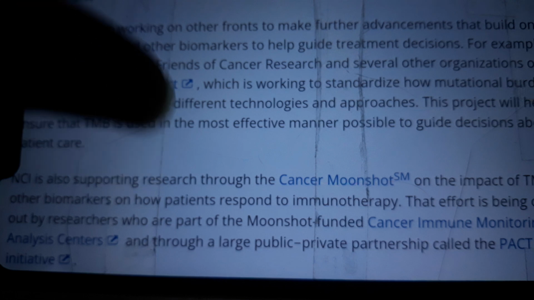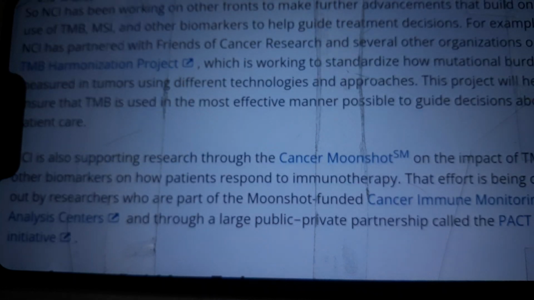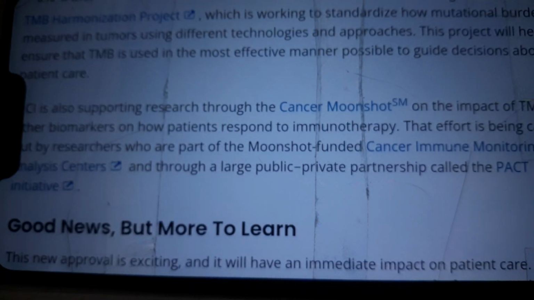There are other aspects NCI has been working on, and they've been partnering with Friends of Cancer Research on the TMB Harmonization Project, which is working to standardize how mutational burden is measured in tumors using different technologies and approaches. This project will help to ensure TMB is used in the most effective manner possible to guide decisions about patient care.